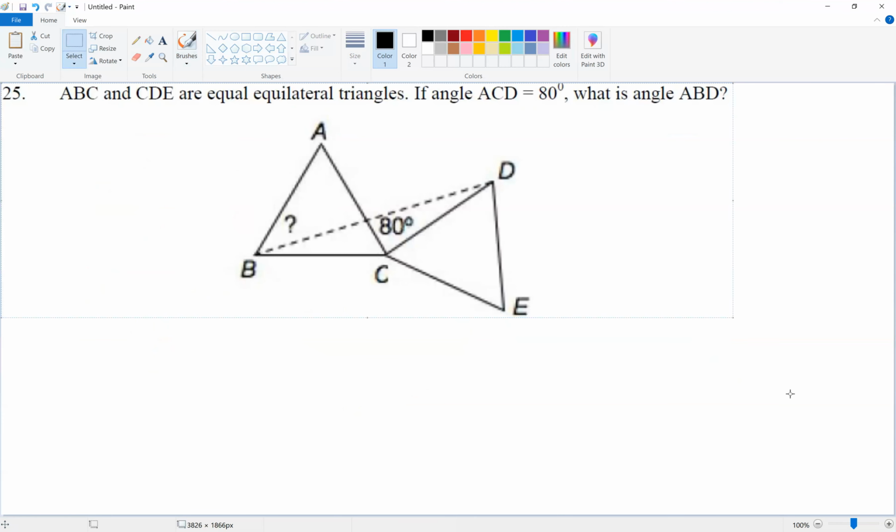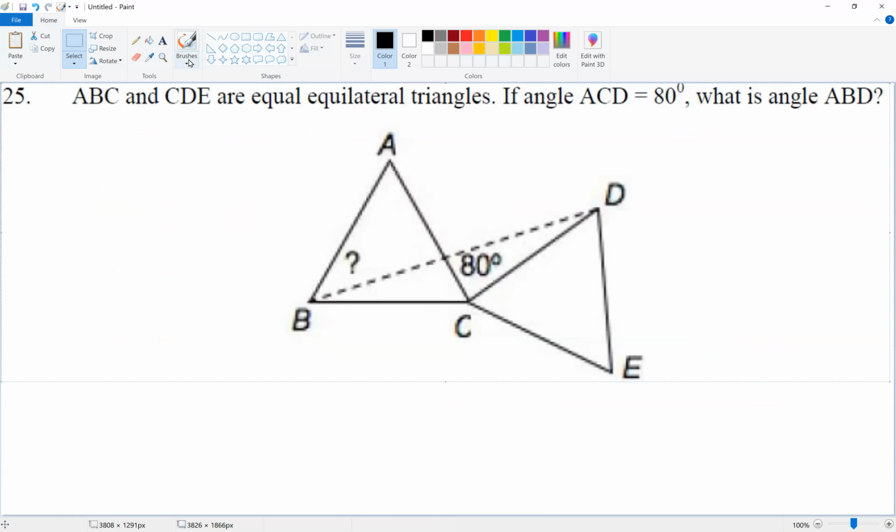25, Zion. I didn't do this one. Do you understand the question? Yeah. Okay. Can you think of anything? ABC and CDE are equilateral. First of all, what is an equilateral triangle? All the sides are equal.